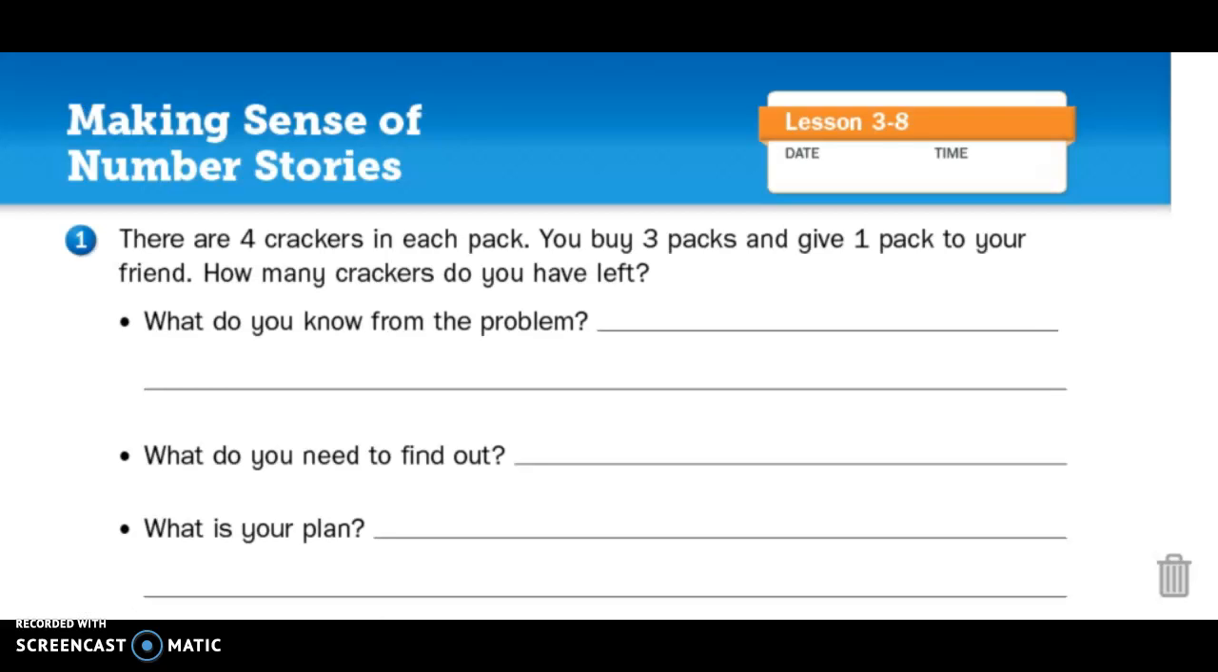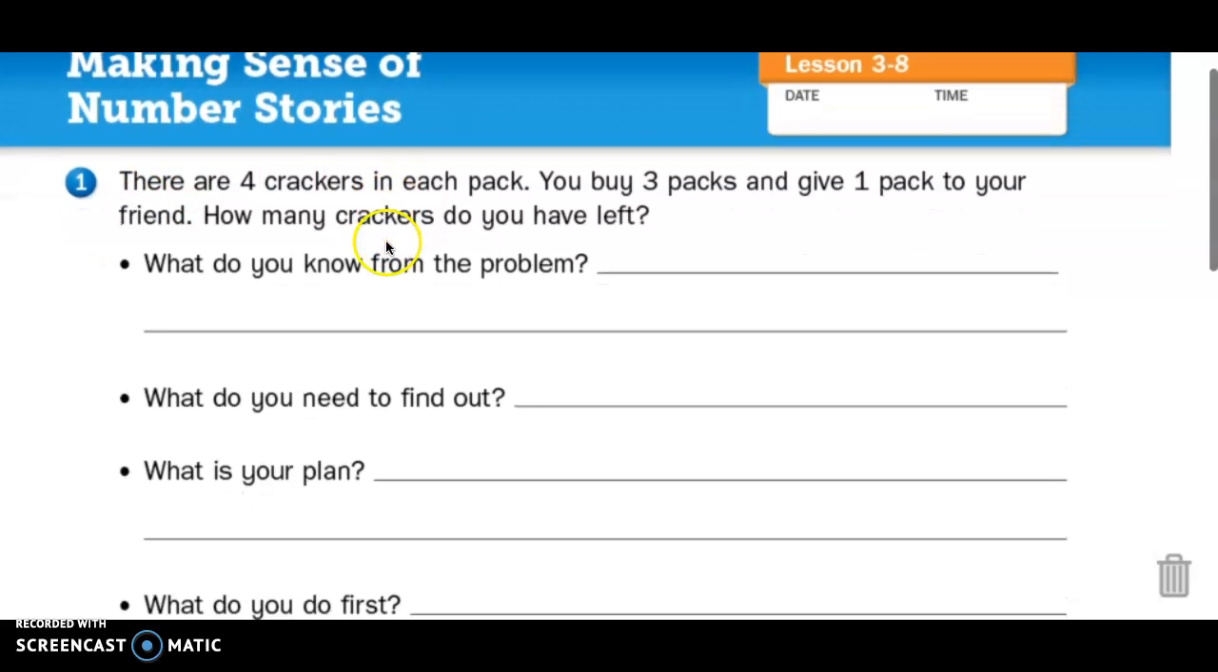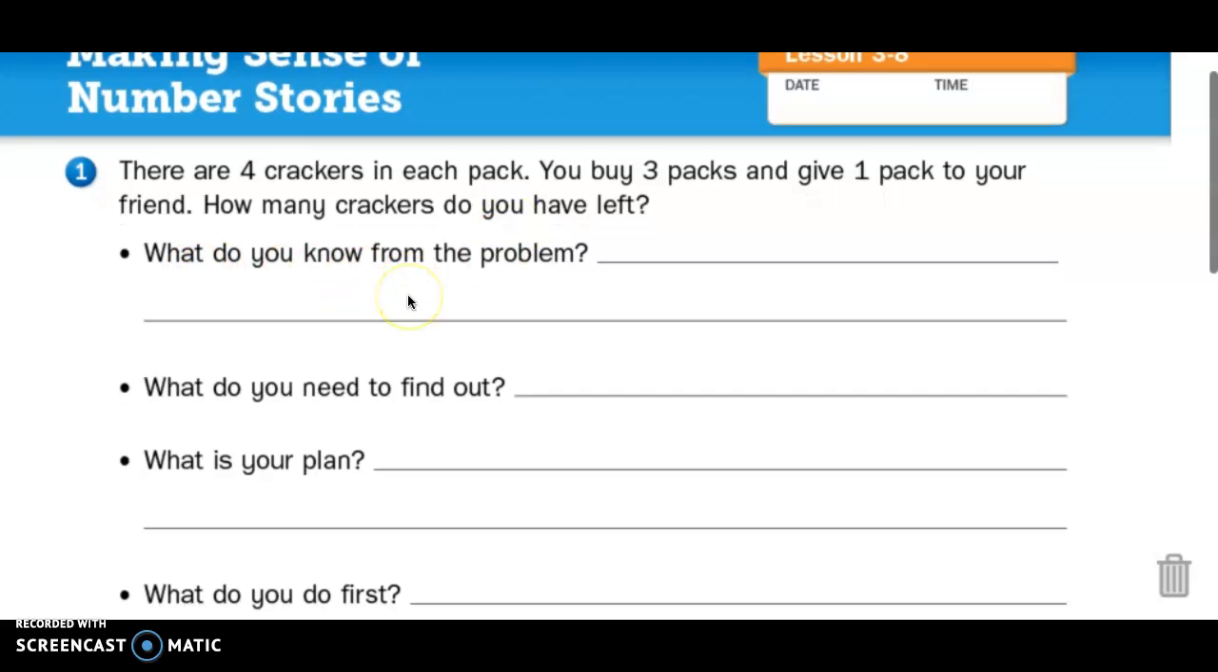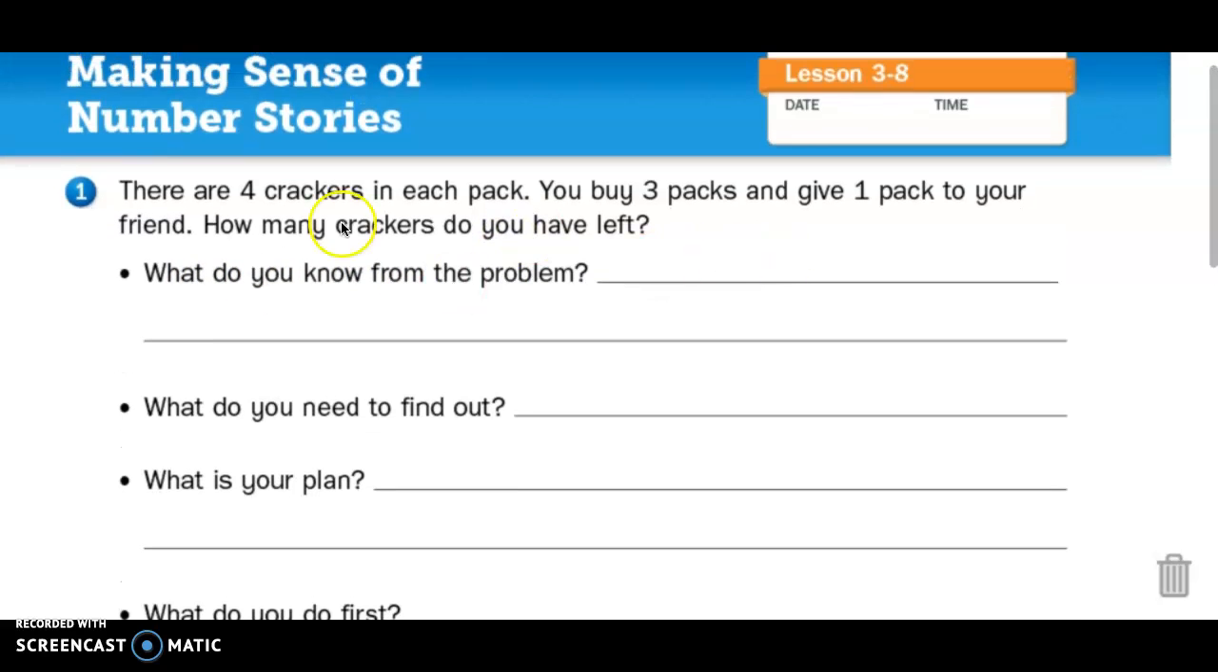All right, the next 2 pages are making sense of number stories. Now, we've worked a lot with number stories, and so this will be great practice for us. It says there are 4 crackers in each pack. You buy 3 packs and give 1 pack to your friend. How many crackers do you have left? It says, what do you know from this problem? Well, let's see.